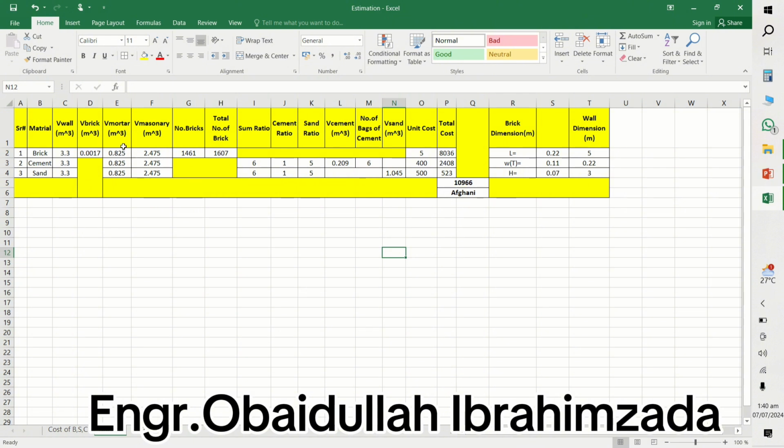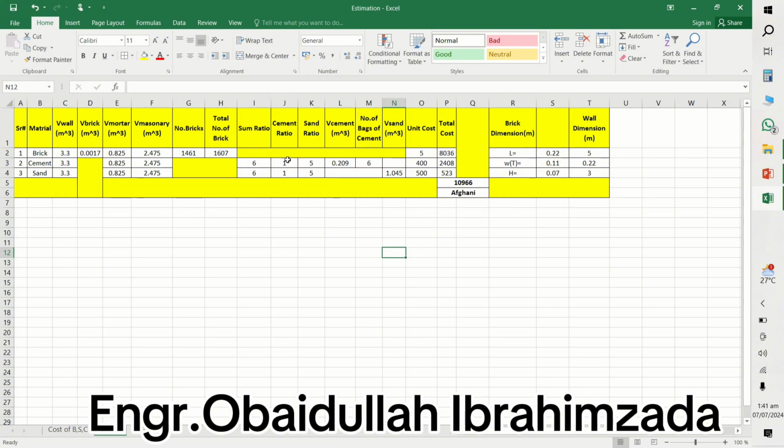Volume of the masonry, of course, is volume of the wall minus volume of the mortar, and the number of bricks, how can we find, just volume of the masonry divided by volume of one brick, then total number of bricks will come, how, just 1.1 multiplied by the number of bricks, because we can select the wastage.